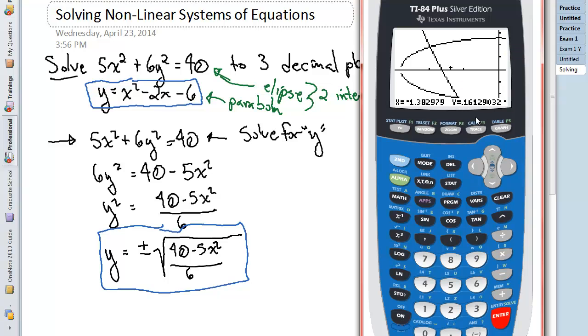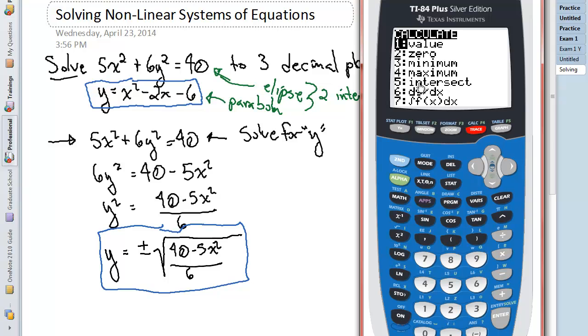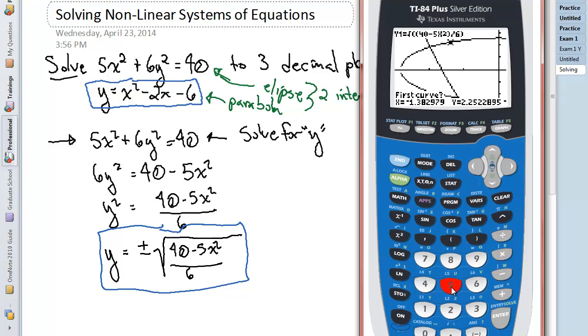So on the calculator, the blue button is second calc, and intersection is number 5. So I'm going to calculate an intersection. The first curve is the y1, that's up here on this curve. So that's good, enter. The second curve is this lower one. I don't want that, so I'm going to hit down again, and now I see I'm at y3, and that's the parabola. So that's the second curve that I want. You've got to be careful about that.